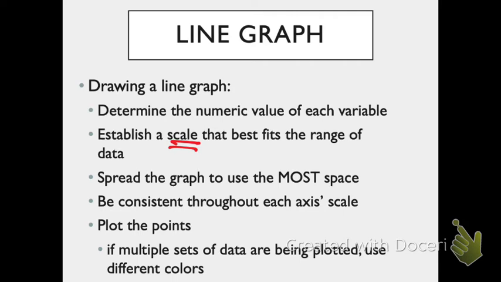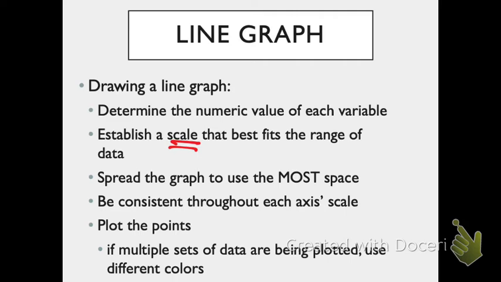All right, so that means I'm going to choose, is every tick mark on my graph going to be 2? Is it going to be 10? Is it going to be 100? Right? We've got to figure out what scale works best for our data. Then we're going to spread the graph out to use the most space. Be consistent throughout each axis scale.